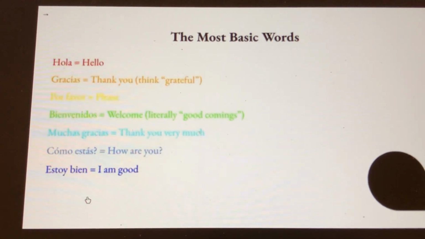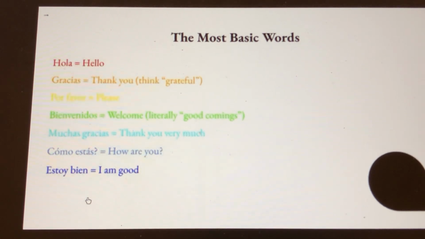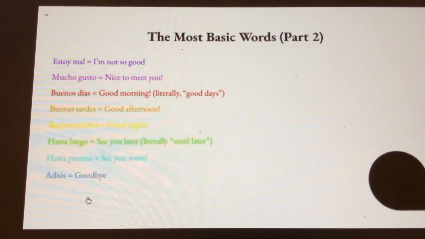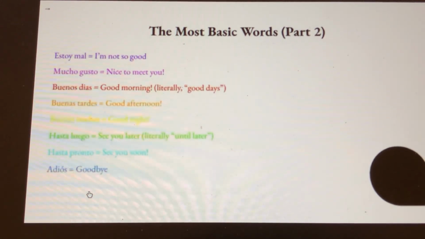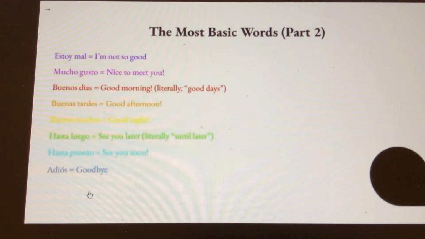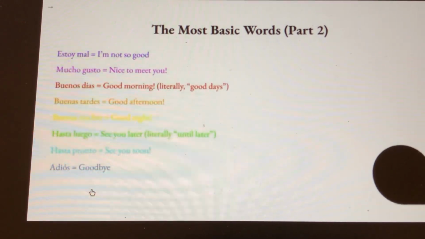And a couple of common responses to cómo estás include estoy bien, that means I'm good. Estoy mal is the opposite, so it means I'm bad or I'm not so good. Mucho gusto means nice to meet you. Not sure what that literally means.